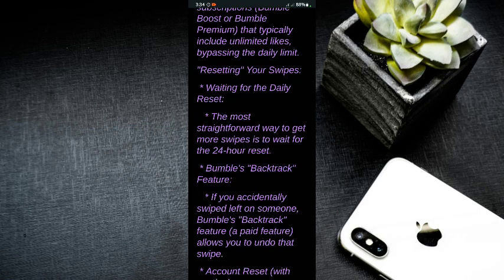You can also use Bumble's backtrack feature. If you accidentally swiped left on someone, Bumble's backtrack feature, which is a paid feature, allows you to undo that swipe.